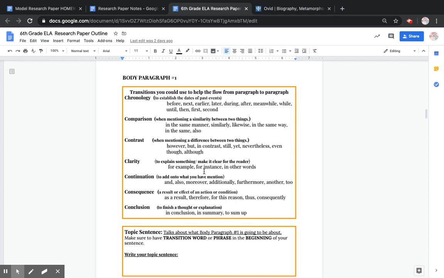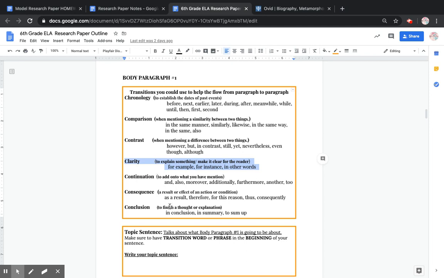So what I'm thinking is that it's probably not a contrast because it's not mentioning the difference between two things. It's not really chronological, and it's not comparing anything. I may just be using it to explain something to make it clear for my reader. So I may just be focusing on this one right here, the clarity, because I even see "for example," and my research question asks "for example." So that may be the way that I'm going, and continuation might also be it.